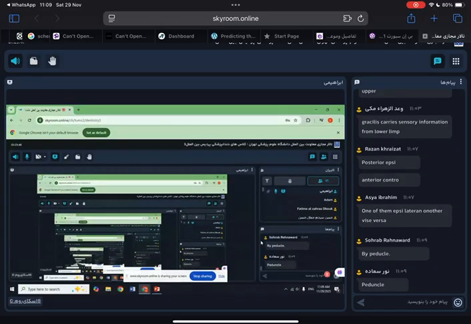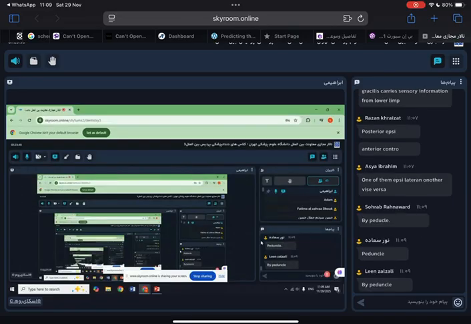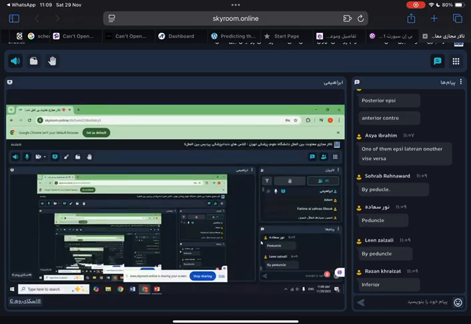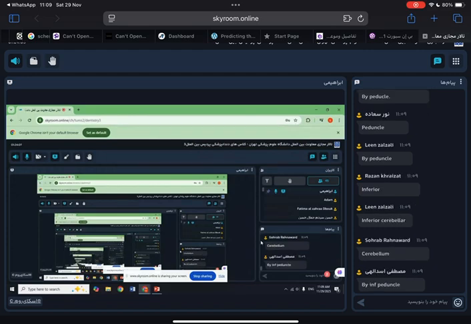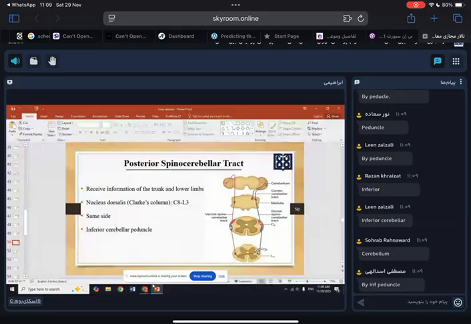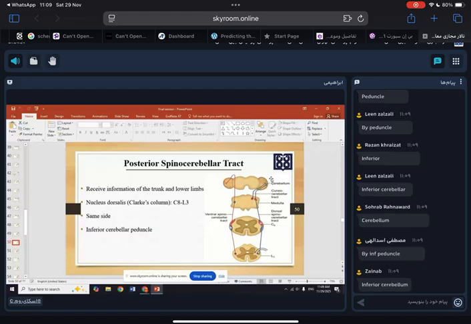Yes, Sohrab, that's true. By means of peduncle. Yes, Nursa, that's true. Which peduncle? Yes, Razan said true. Inferior cerebellar peduncle. By means of the inferior cerebellar peduncle, the medulla oblongata connects to the cerebellum. So in the posterior spinocerebellar tract, the information comes in, ascends ipsilaterally until reaching the medulla oblongata, and after that, by means of the inferior cerebellar peduncle, the information goes to the cerebellum.